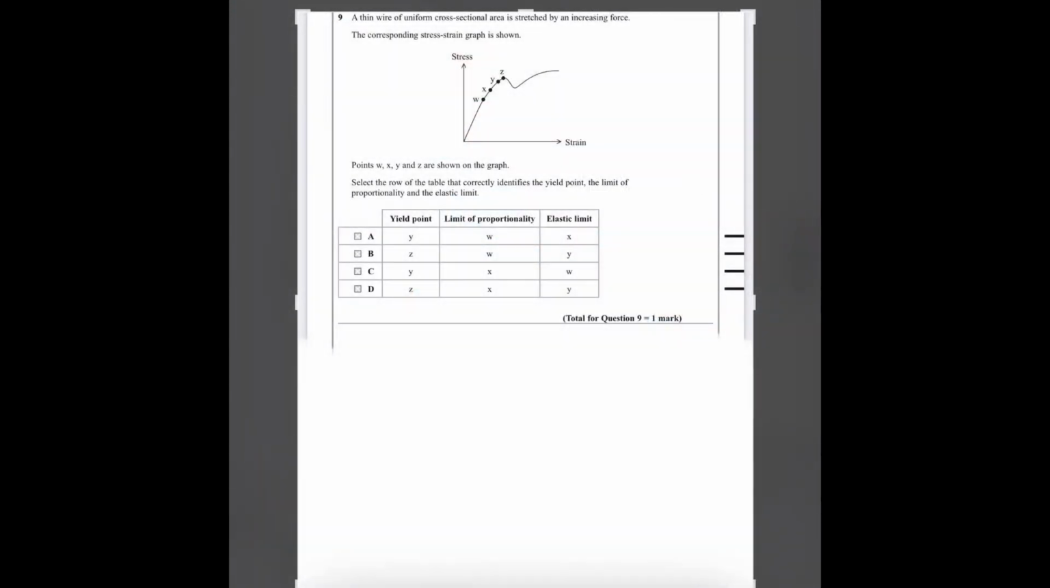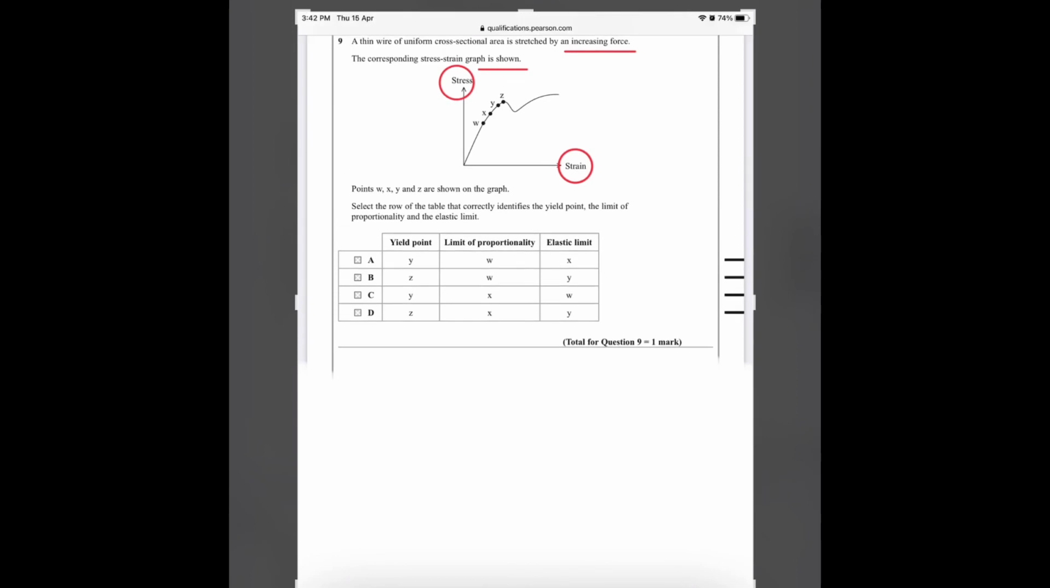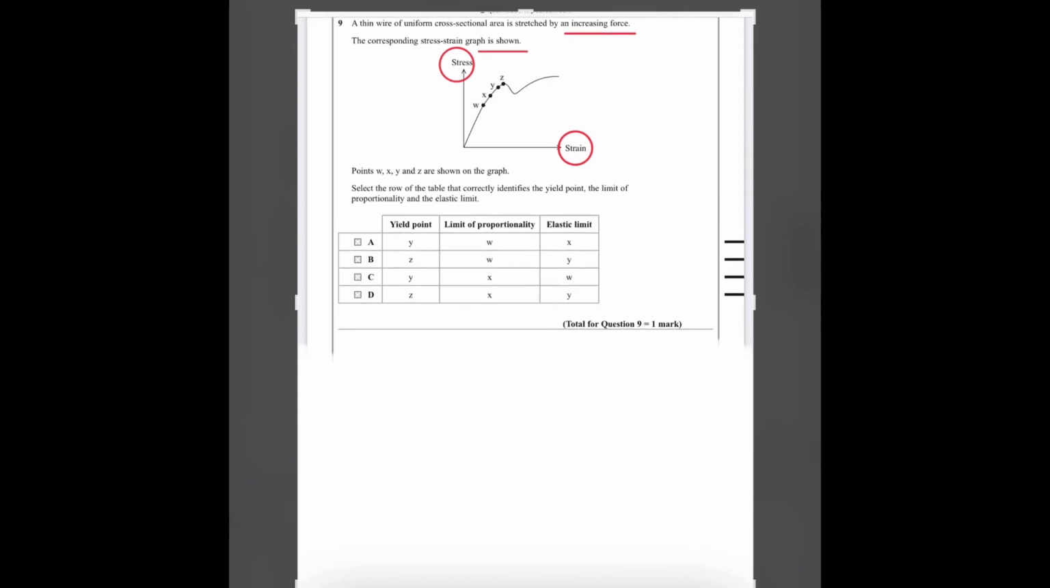Number 9. A thin wire of uniform cross-sectional area is stretched by an increasing force. The corresponding stress-strain graph is shown. So this is the stress and this is the strain. Stress is basically the force and strain is basically the extension. So points W, X, Y, and Z are shown on the diagram. Select the row of the table that correctly identifies the yield point, the limit of proportionality, and the elastic limit.